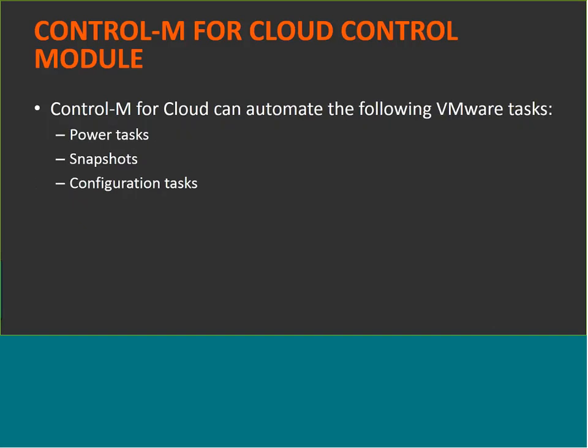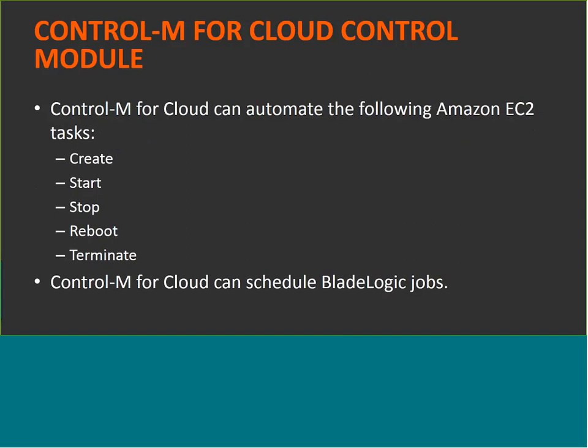In the case of VMware, it's the typical asset type of actions. I'm going to power something on, power something off. I'm going to take a snapshot. I'm going to do some kind of configuration task. I'm going to add CPUs, add RAM, whatever it happens to be, to an on-premise VMware environment. And for AWS, for Amazon EC2, I can create, start, stop, reboot, terminate Amazon AMI images. So again, the idea here is to give you the ability to use Control-M to manage the elasticity of the environment, to actually have it grow or shrink based on your operating requirement.